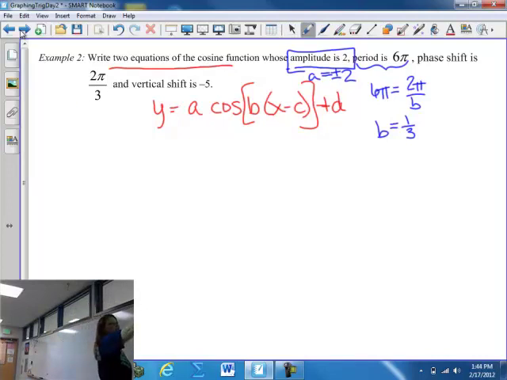Phase shift is 2 pi over 3. Since this is a positive 2 pi over 3, there's no negative written there, then that's just your C number, 2 pi over 3. And the vertical shift would be negative 5. D is minus 5.